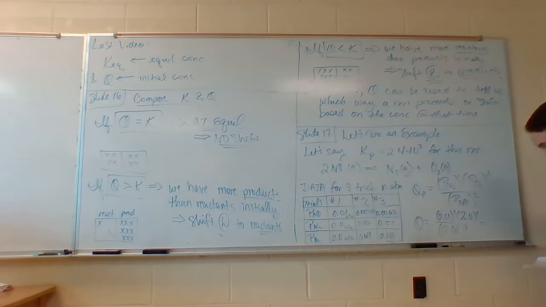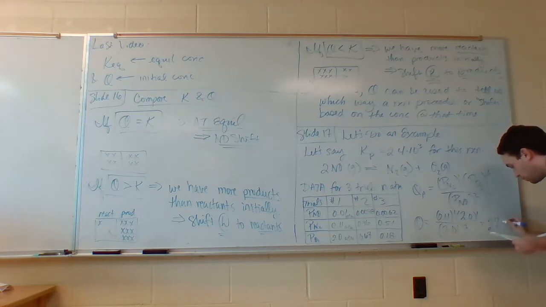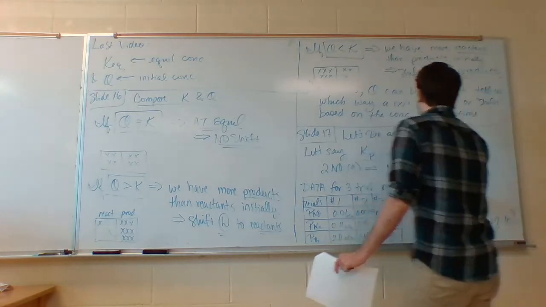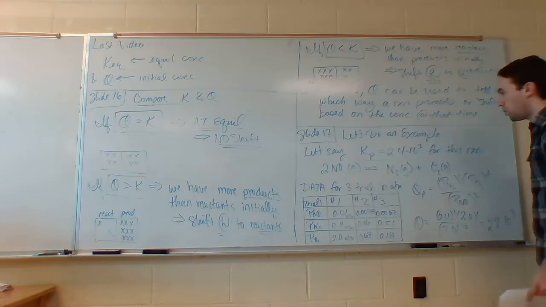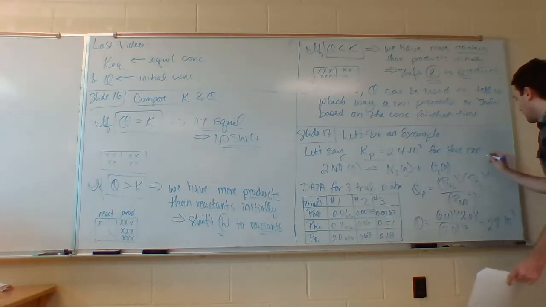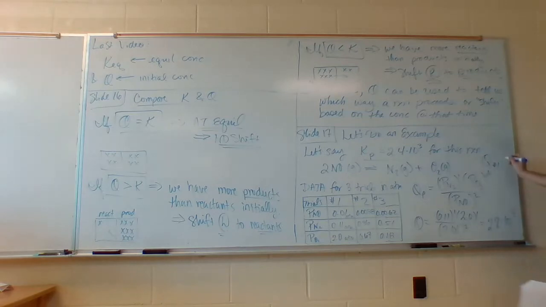Plugging all of that in, don't forget about your 2 in the denominator. What you'll get is 2.2 times 10 to the third. Okay? Now, we know that our Kp was equal to 2.4 times 10 to the third, and this is 2.2 times 10 to the third. That means that Q for trial number 1 is less than my K.